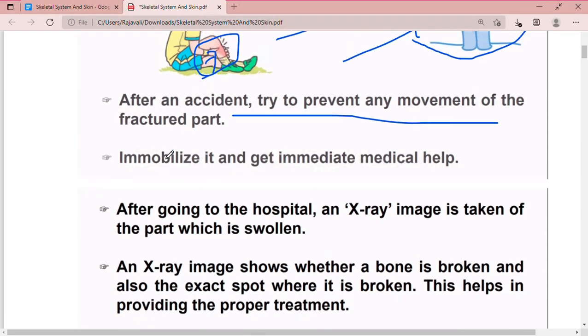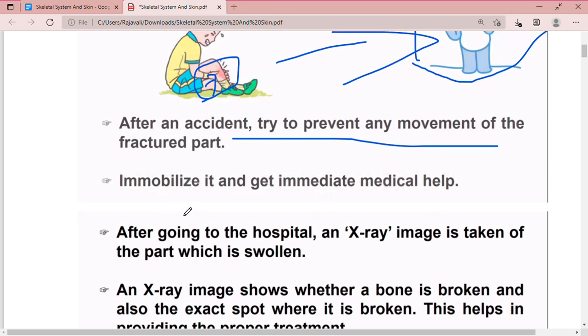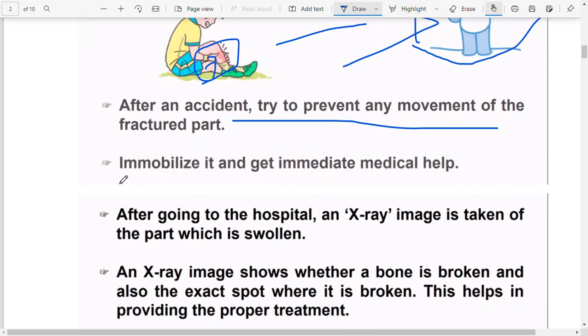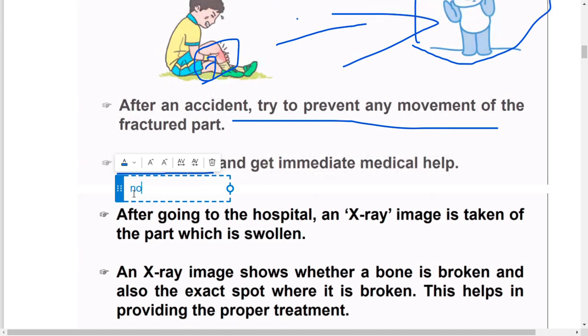You are going to immobilize that part and get immediate medical help. Immobilize means you are not going to move that part where he has got hurt.